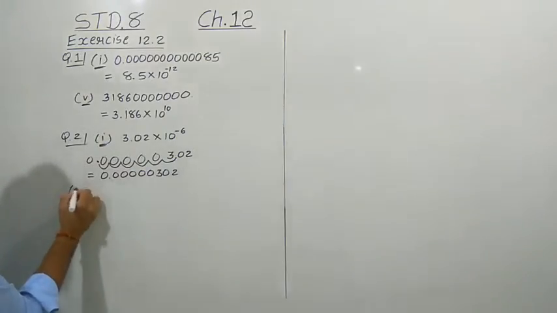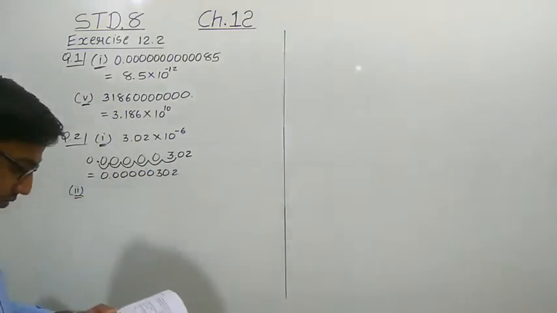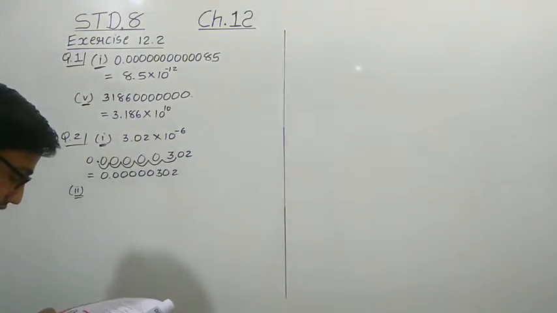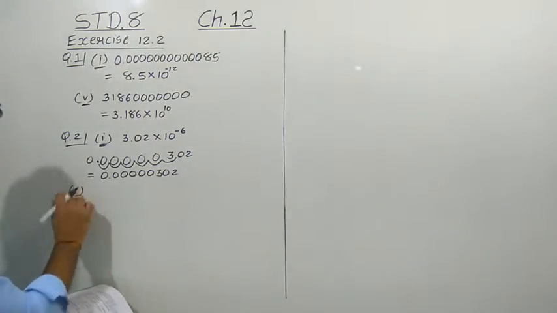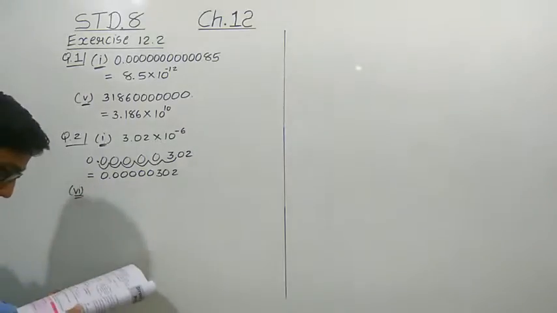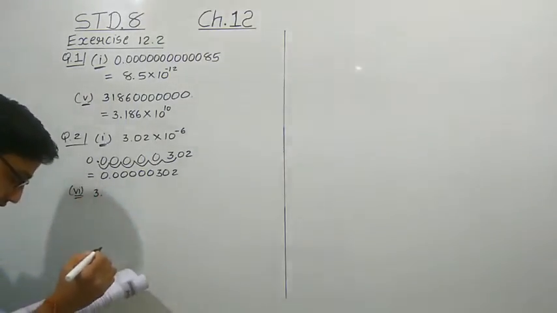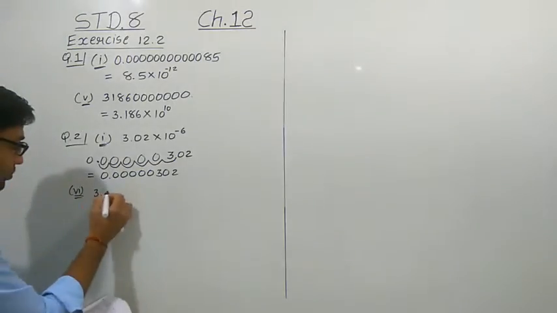Now let us take one more example of the positive power, that is the sixth one. Sixth one here is 3.61492.